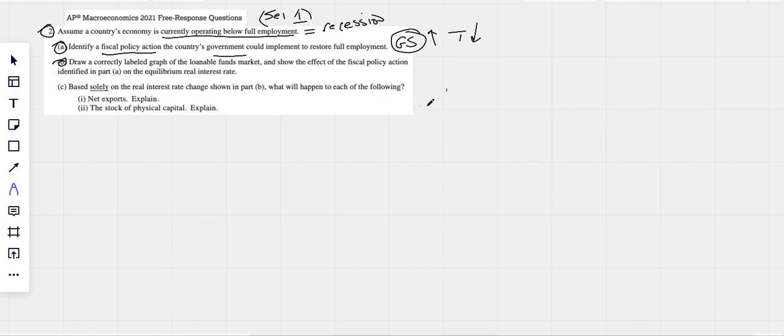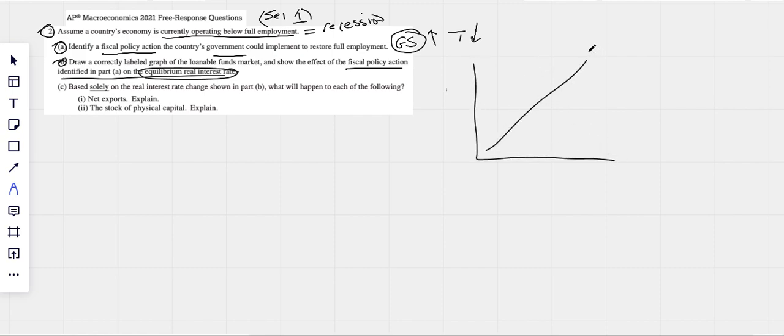Part B, draw a correctly labeled graph of the loanable funds market and show the effect of the fiscal policy action identified in Part A on the equilibrium real interest rate. So we're just drawing loanable funds here: supply of loanable funds, demand for loanable funds. Obviously, it is the real interest rate on the vertical, which helps you know how to label that axis, and then quantity of loanable funds on the horizontal. And remember, loanable funds is just money in the banks. That's how we think about loanable funds. It's money in the banks.